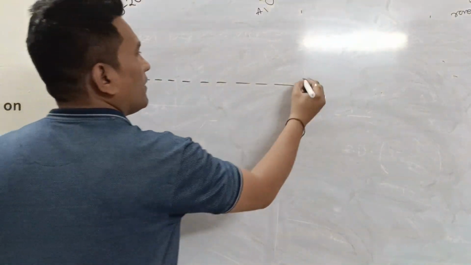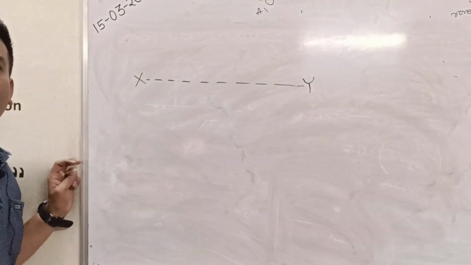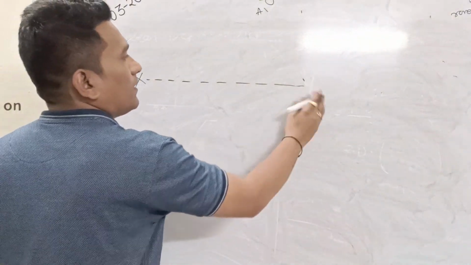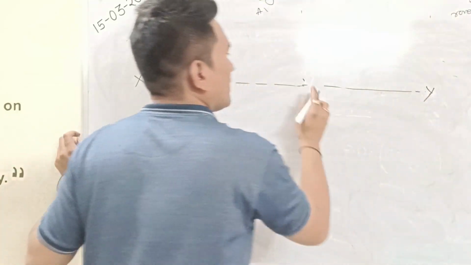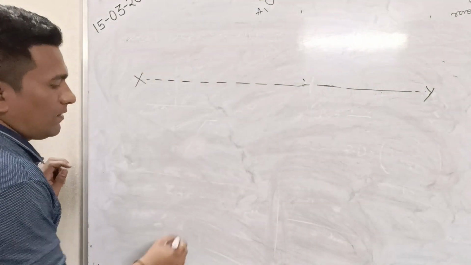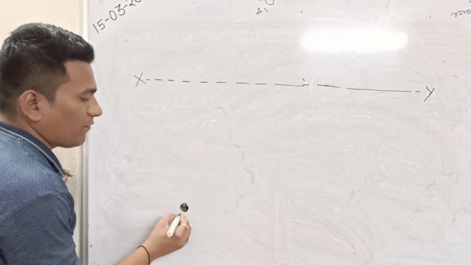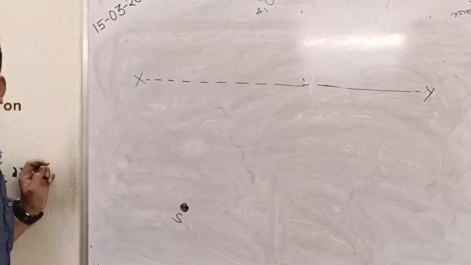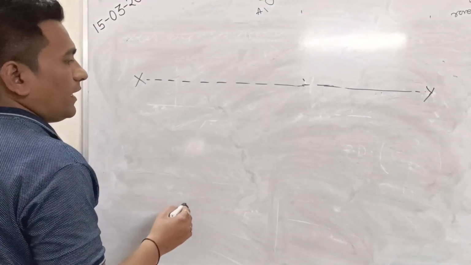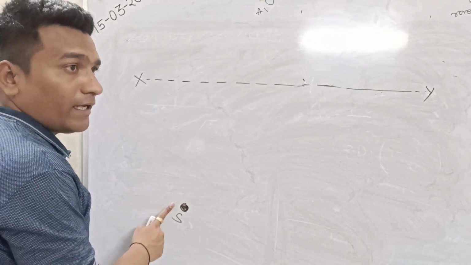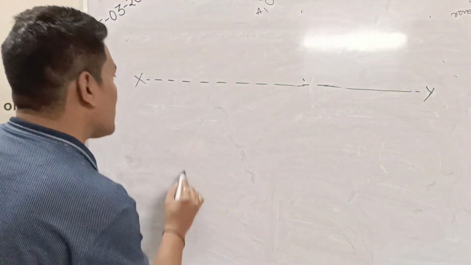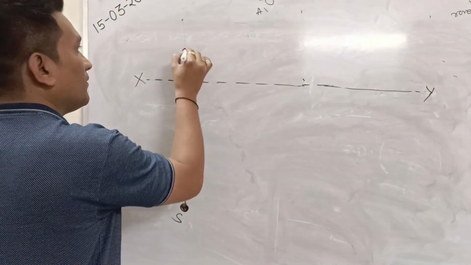Refracting surface XY. Okay, I'll just draw it a little bit bigger. Refracting surface XY. Let us suppose this is a source of light, a point source of light. The light rays emitted from this source of light will be infinite. Agree? The first light ray will be straight.